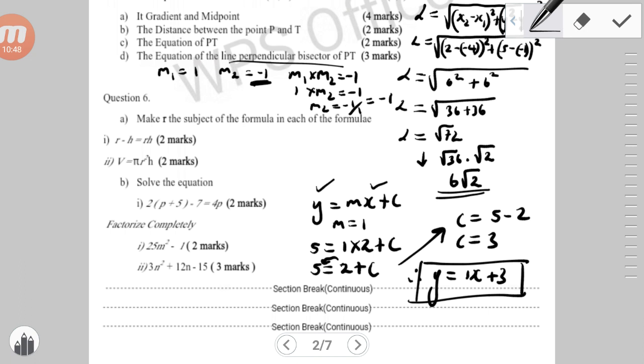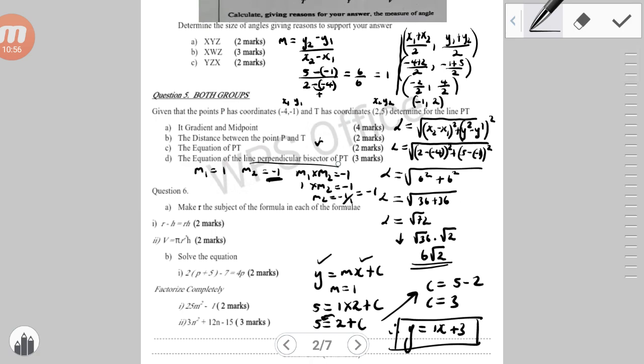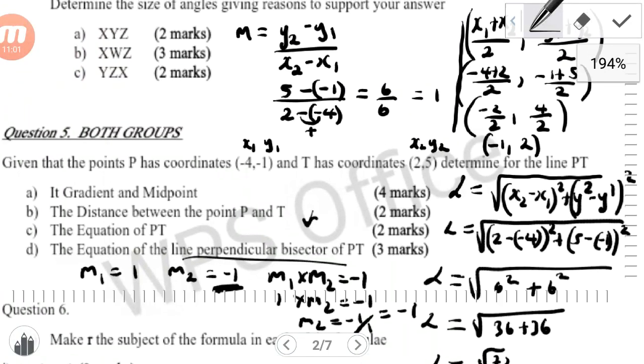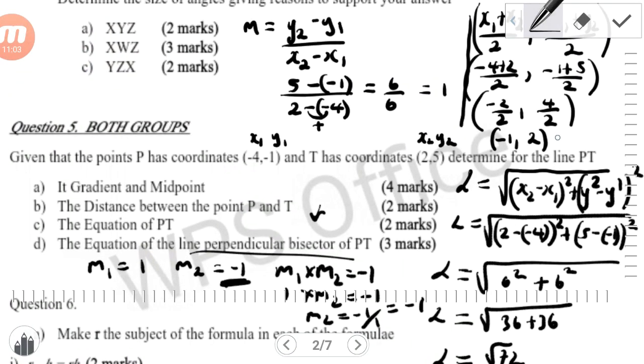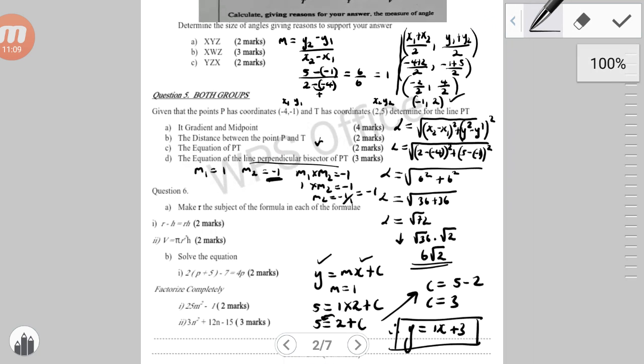Alright, very good. So now we have the perpendicular gradient, and it says here bisector. Now bisector implies that the line is actually passing through its midpoint. So we would have already calculated the midpoint in the second question here. That's this part, minus 1, 2. So we're going to use those two values as our x and our y ordinate value.